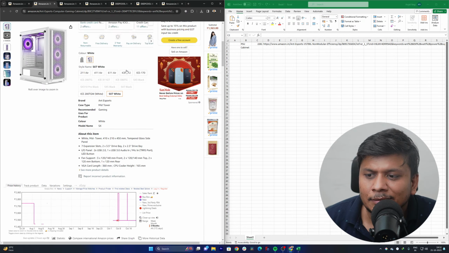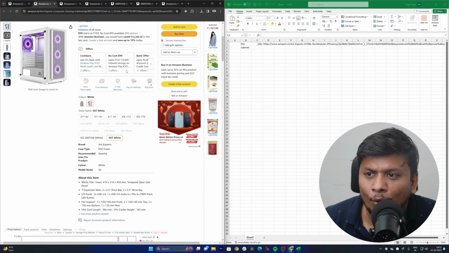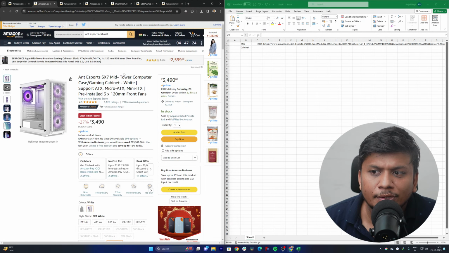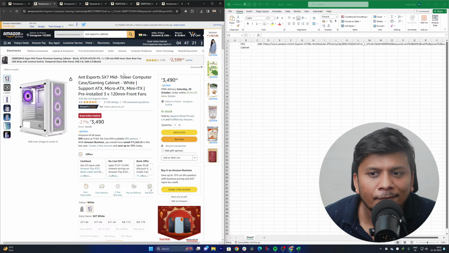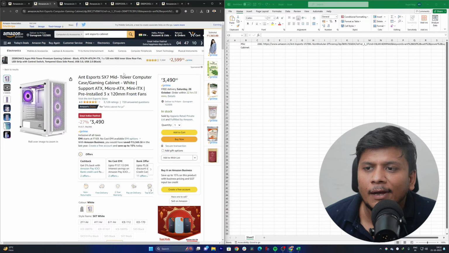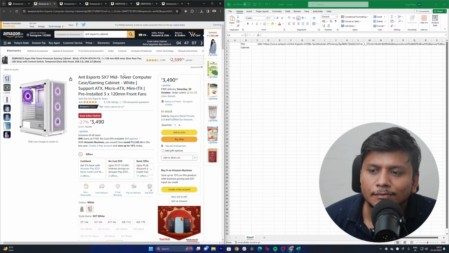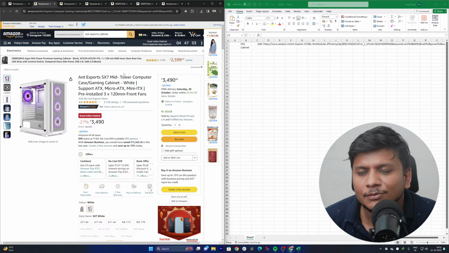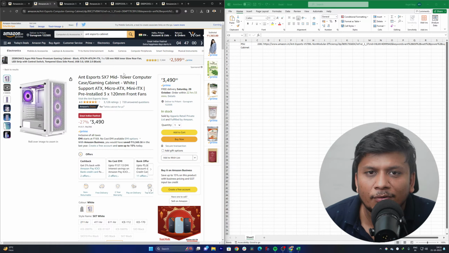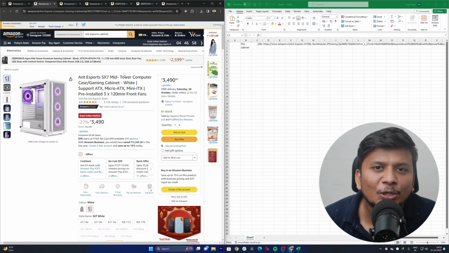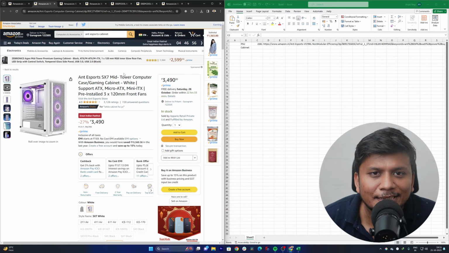And I have bought two or three Ant Esports cabinets, and if we talk about their build quality, they are pretty decent for the price we pay. I would say they are value for money, even better than the Corsair Spec 5 that I was referring to. The only reason I was going with that particular one is because it comes with an inbuilt power supply. But again, it will cost you. It cost me 6,400.